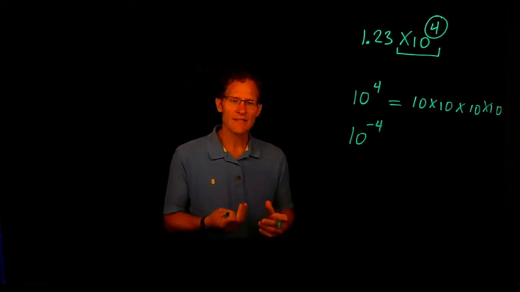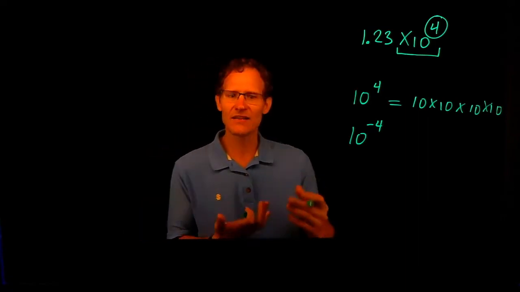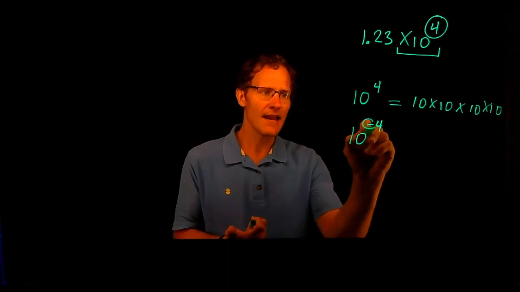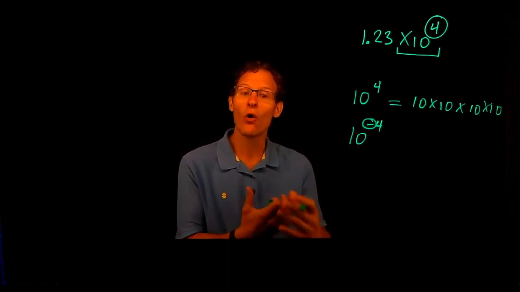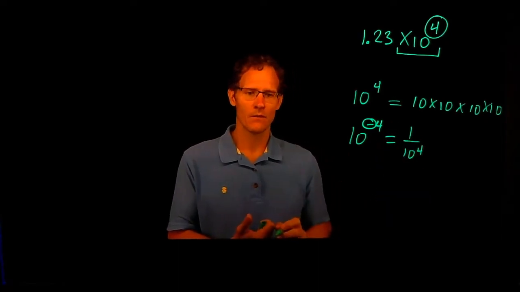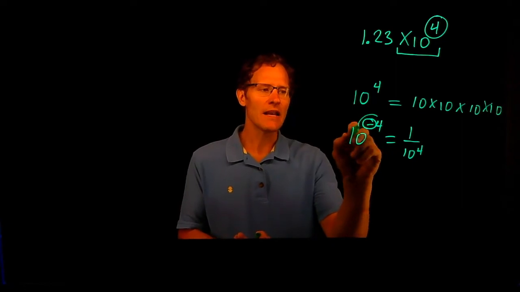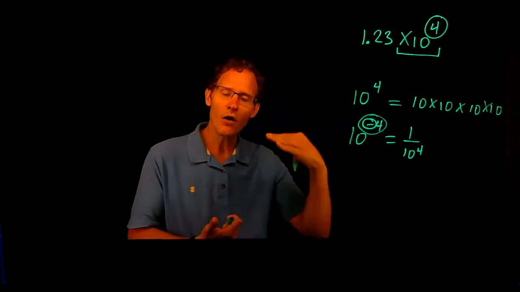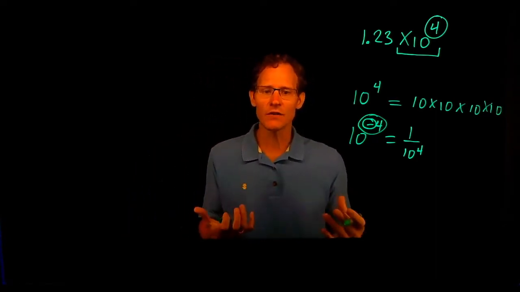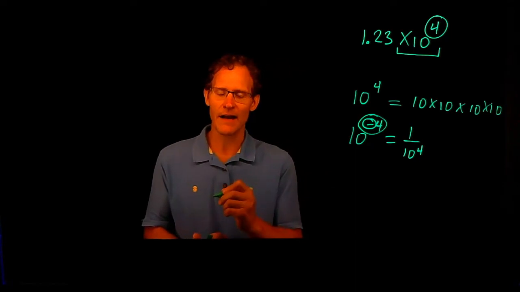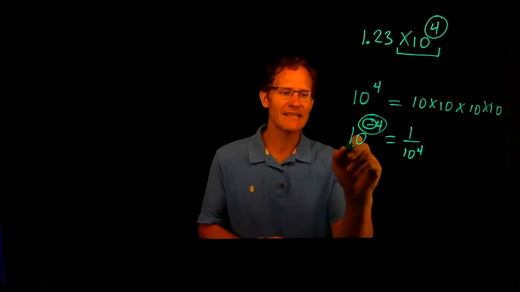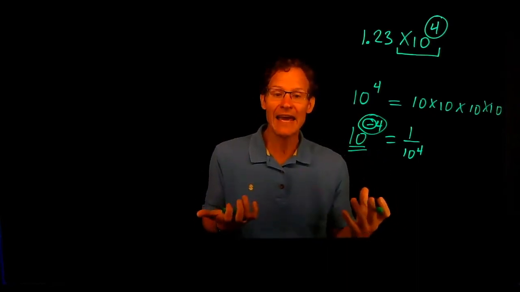So if we're dealing with something that's 10 to the negative fourth, it's not exactly true to say that it's 10 times 10 times 10 times 10. This negative actually means that it's 1 over 10 to the fourth. Okay? So anytime you see a negative in your exponent, it means 1 over that number. Okay, and that can be really useful if you recognize it and are able to quickly identify how to deal with it.